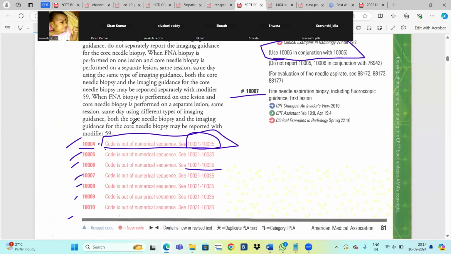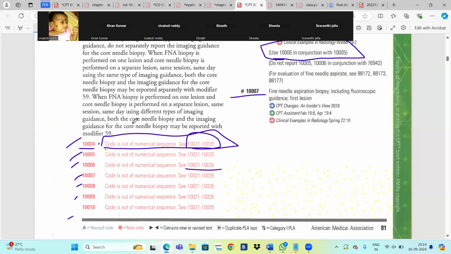Hash symbol, plus symbol, any doubt? The plus symbol is an add-on code, and it should not be used alone, only after a primary code. An add-on code you never code on its own. The hash symbol is out of sequence, right? Out of sequence is what?